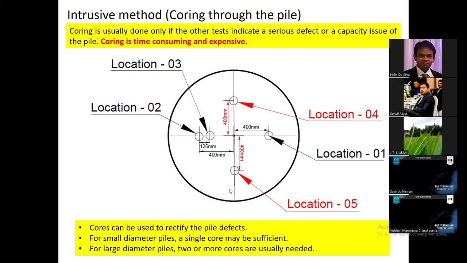This is one example of coring for a defective pile. In this case, it was planned to drill 4 cores, locations 1, 2, 3, 4. But during the drilling of location 2, the rebar cage was encountered, so the coring could not continue below a certain depth. Therefore, it was decided to drill another hole here. Once the defect is identified, these cores can be used to rectify the defect. That is one of the biggest advantages of coring through the pile.